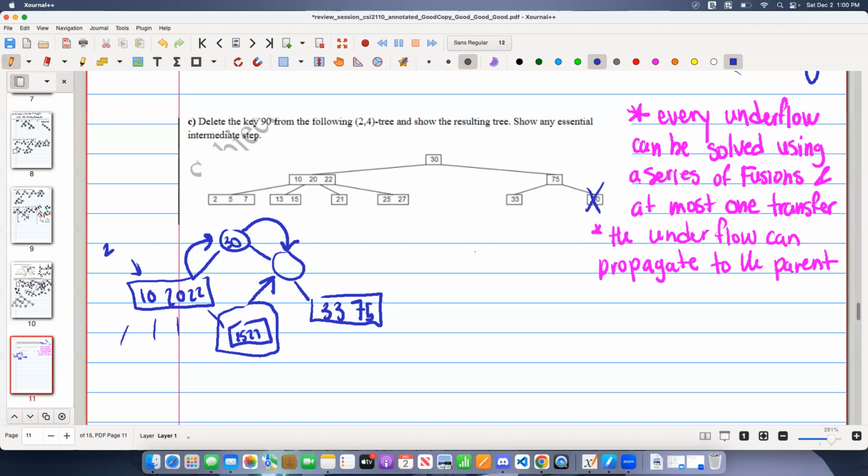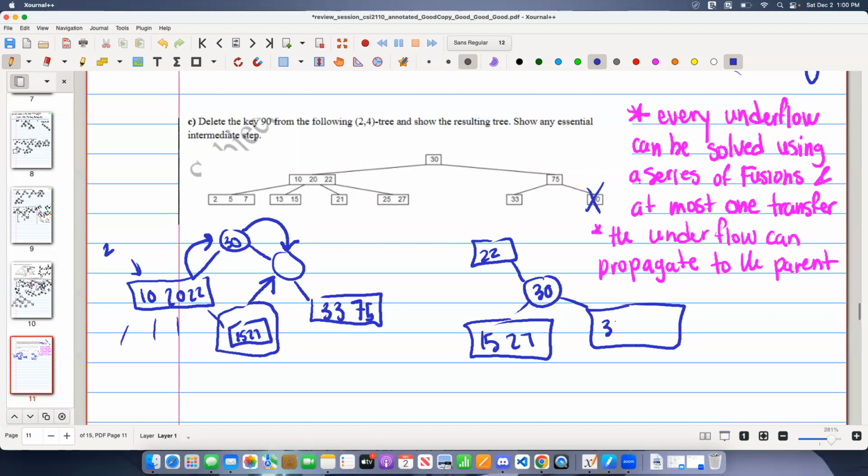So in terms of how you would draw it, it would be 22, 30, 15, 27, 33, 75. And then this left side would just be 20 and 10. Then you'd have 21, which is here. Then in the middle you would have 13, 15, and then on the side 2, 5, and 7. That's probably the most complicated.